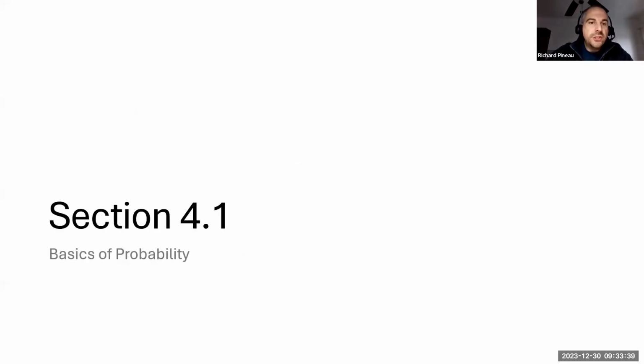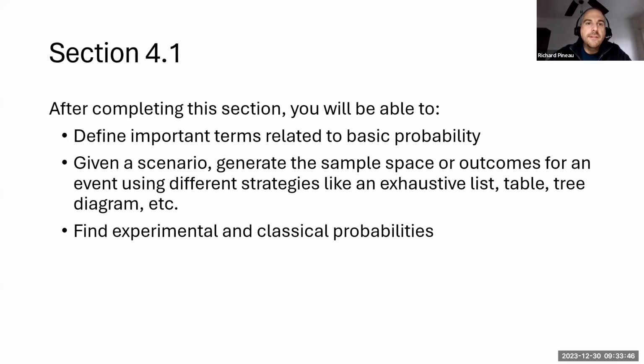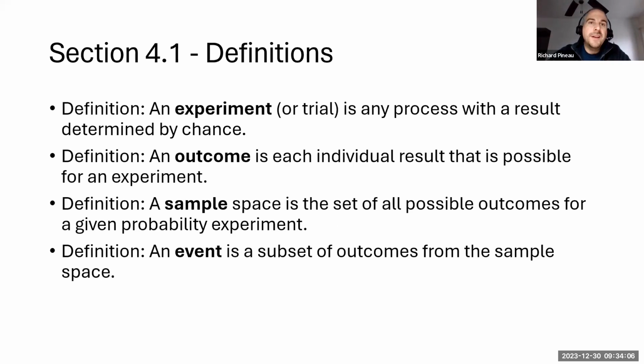Okay, we are ready for section 4.1, which deals with the basics of probability. So there's a lot of vocabulary that we're going to be looking at here. So you should be able to, at the end of this section, define these terms related to basic probability. You should be able to do some things, such as creating a sample space, using different strategies for doing that, whether it be a list, a table, a tree diagram, etc., and be able to find experimental and classical probabilities. So we have a list of definitions here.